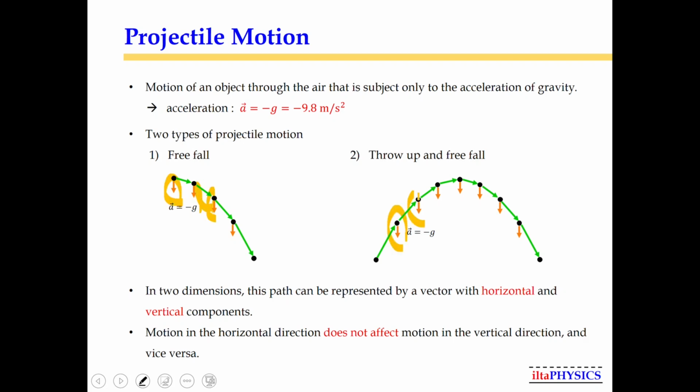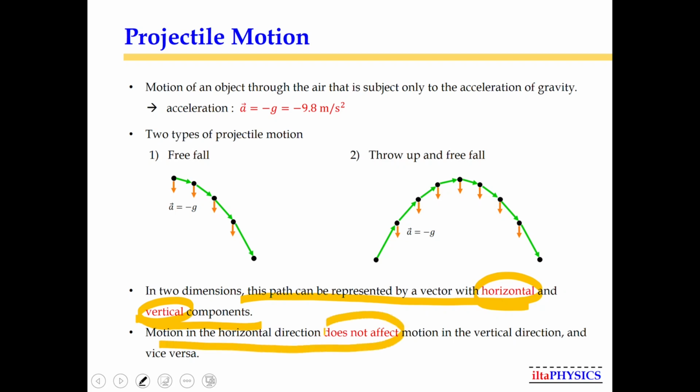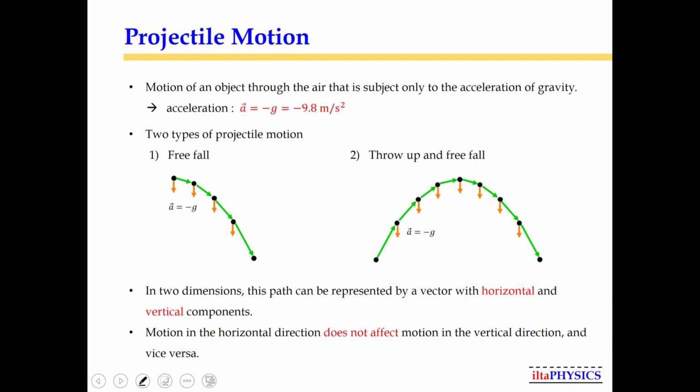So how do we analyze this motion? The key idea is to separate the motion into horizontal and vertical components. The reason this works is that the horizontal and vertical motions are completely independent. They don't affect each other. All right, then let's go ahead and analyze these two types of projectile motion quantitatively.